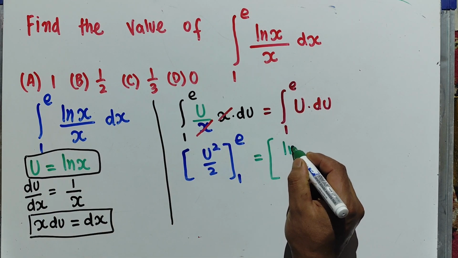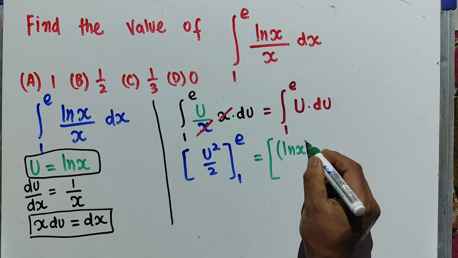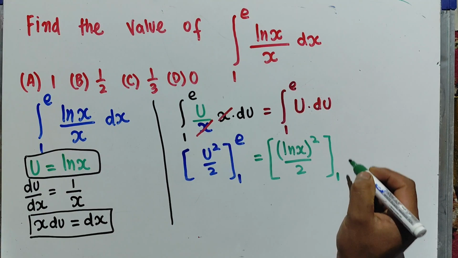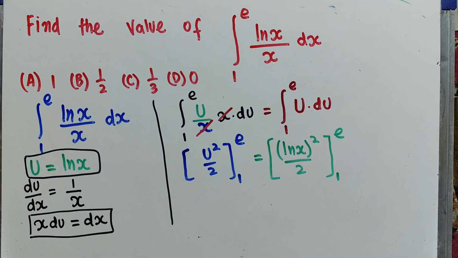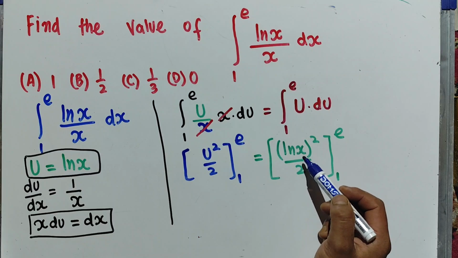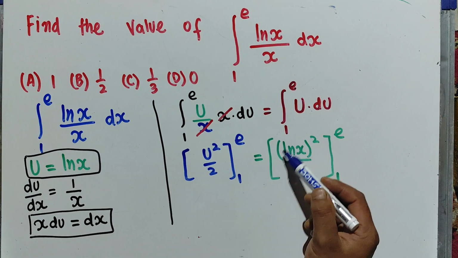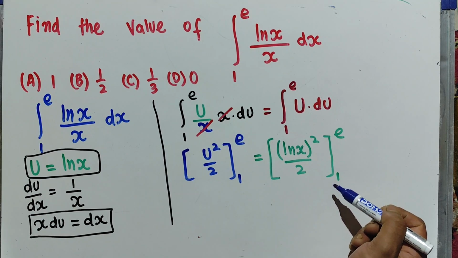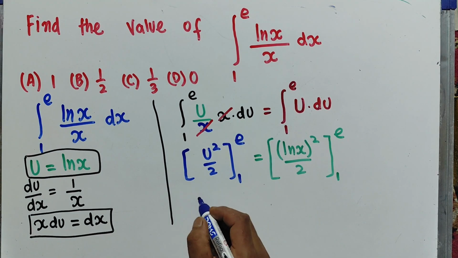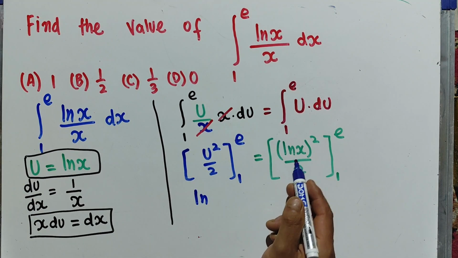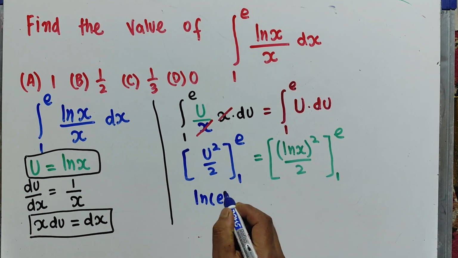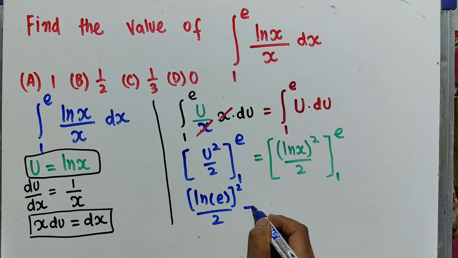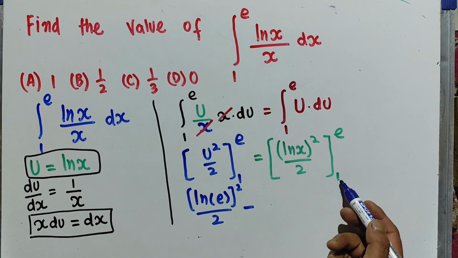Now let us simply plug back the value of u, that is u is equal to ln of x, and here it is squared, so let us take square, divide by 2, and we evaluate this from lower limit and upper limit. How do we evaluate it? First, we plug the value of x is equal to e, that is, we evaluate this expression at e, then we subtract and evaluate it at the lower limit, that is 1. So we can write it like this: ln of e, whole square, divided by 2.